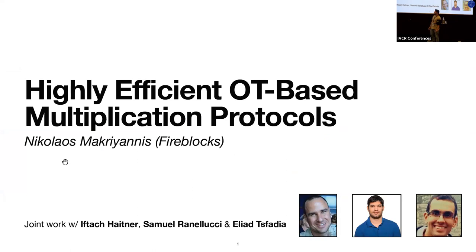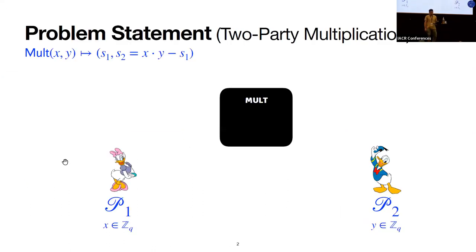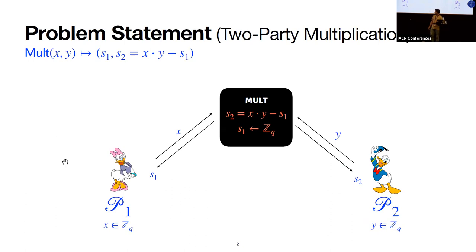Okay, so let's start. Hi, I'm Nikos. I'm here to talk about highly efficient OT-based multiplication protocols. This is a joint work with Iftach, Samuel, and Eliad. So we're going to look at the problem of two-party multiplication, which we defined as follows. Two parties, P1 and P2, holding inputs X and Y respectively, want to calculate additive shares of the product of their inputs. So the functionality takes X and Y from each of the parties, and it returns random S1 and S2, such that S1 plus S2 is equal to X times Y.